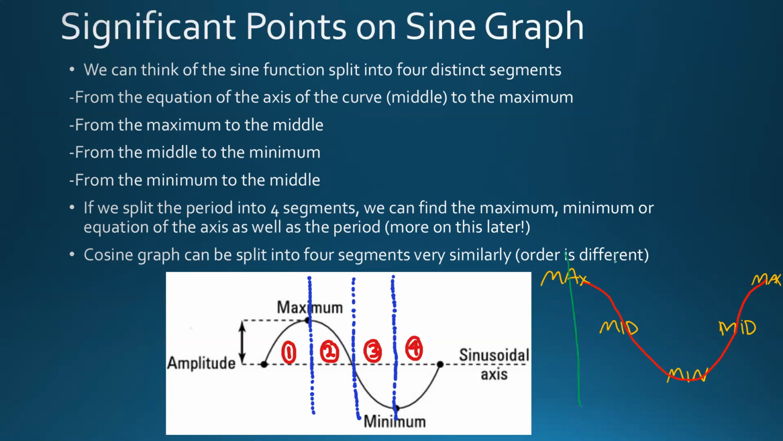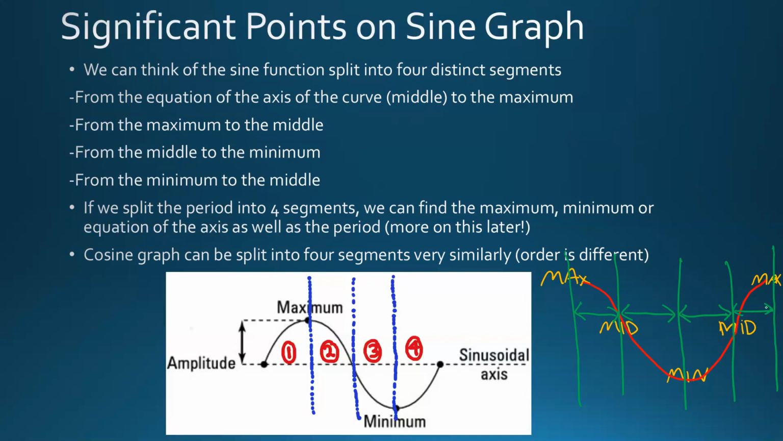So we have this one right here. That's the first segment. Then we have the next segment, middle to minimum. And then we have the minimum to the middle point. And then, of course, we have our last segment, which is the middle point to the maximum, right? So we have 4 separate segments.